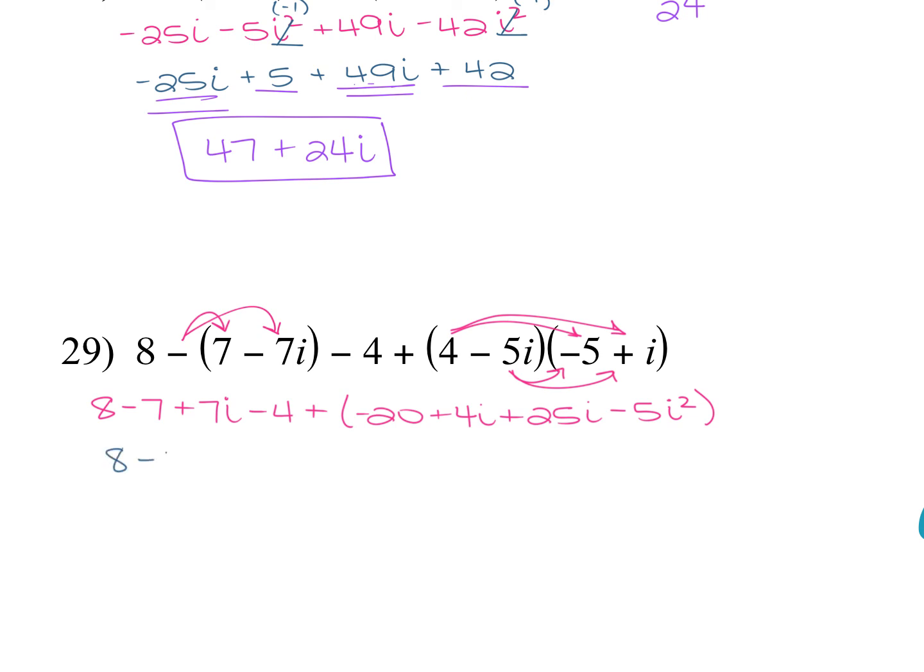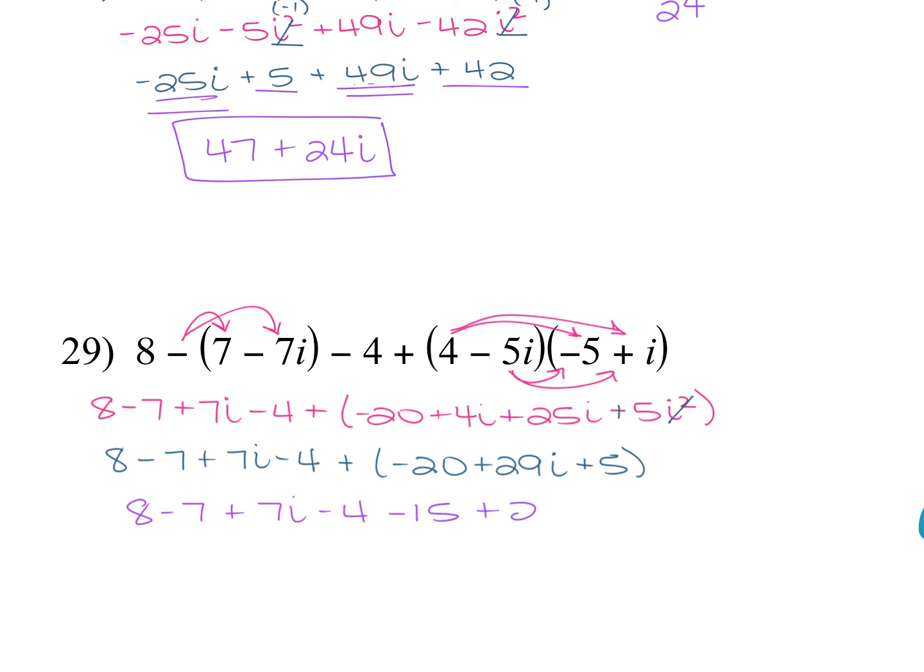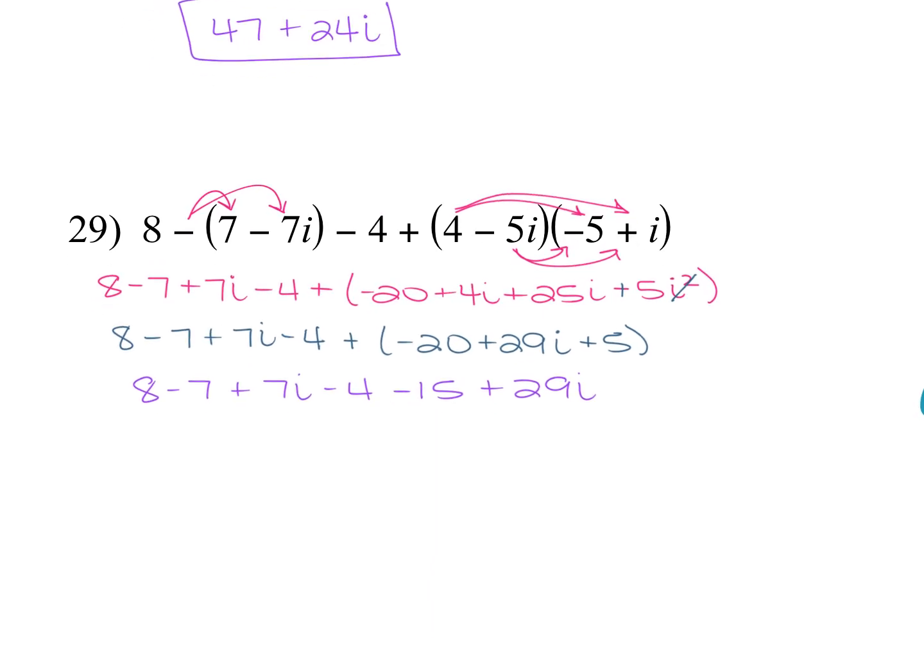So I'm going to keep the 8 minus 7 plus 7i minus 4. The negative 20 is going to stay. The 4i and the 25i give us 29i. And then that negative 5 turns into a positive 5. So this, again, is 8 minus 7 plus 7i minus 4 plus negative 20 plus 5 is negative 15 plus 29i. From here, we combine our like terms.